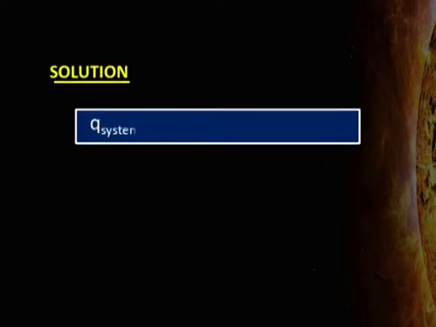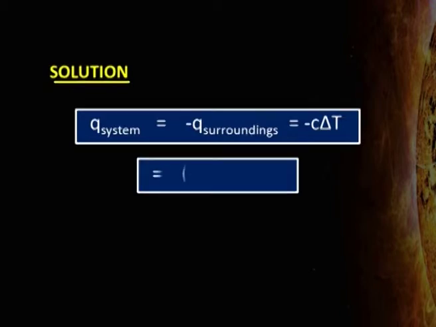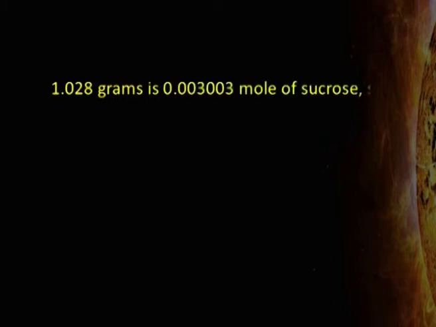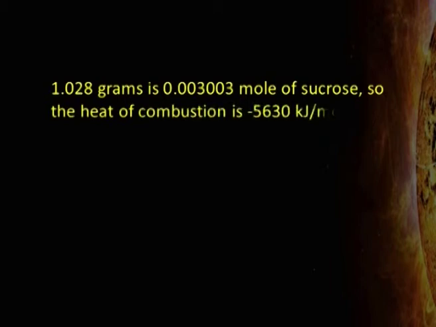Q of system will be equal to minus Q of surroundings. This will be equal to minus C multiplied by delta T, where C is the overall heat capacity of the calorimeter. This will be equal to minus 15.8 multiplied by 1.07, equal to minus 16.9 kilojoules. As 1.028 grams is 0.003003 moles of sucrose, the heat of combustion is minus 5630 kilojoules per mole.